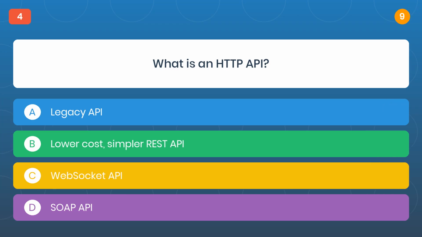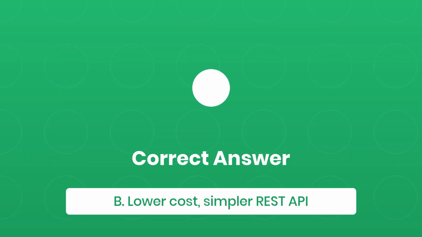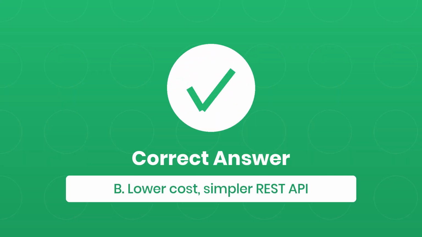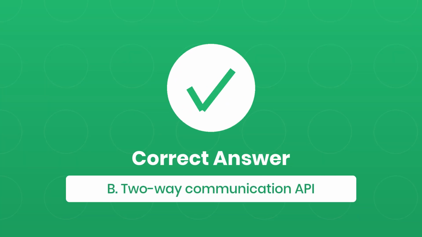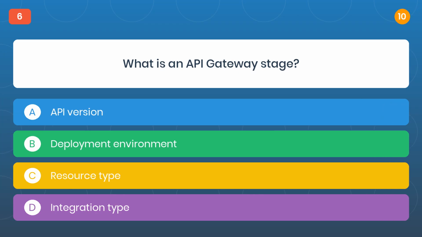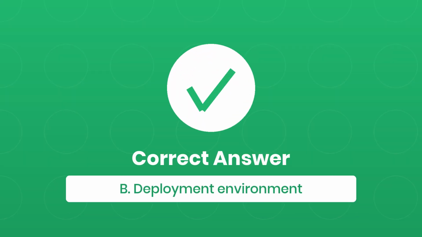Question 4. What is an HTTP API? The correct answer is B, lower cost, simpler REST API. Question 5. What is a WebSocket API? The correct answer is B, two-way communication API. Question 6. What is an API Gateway stage? The correct answer is B, deployment environment.